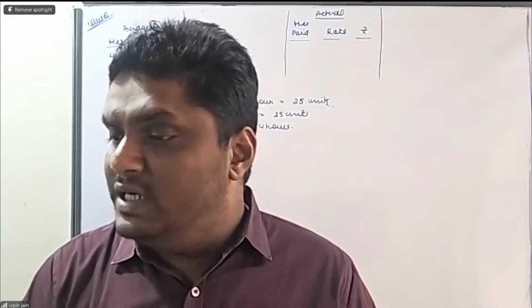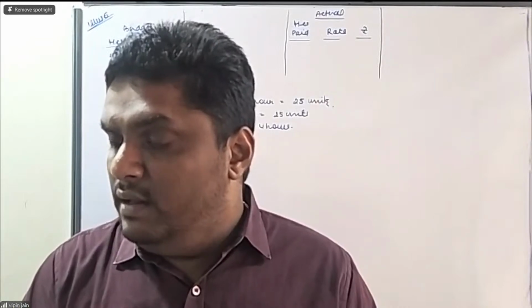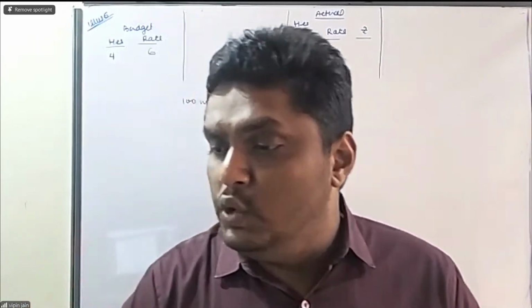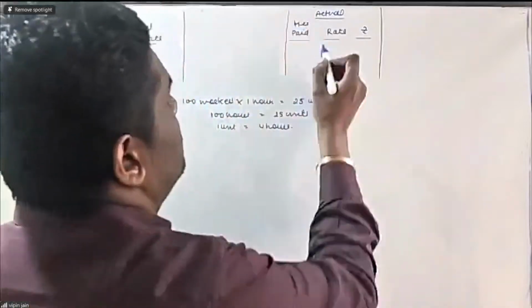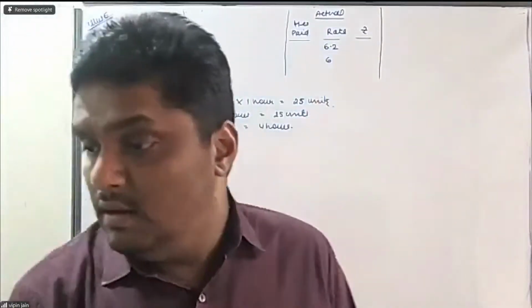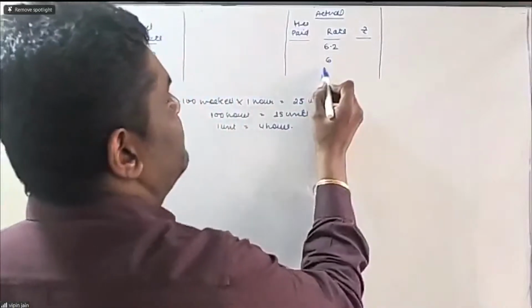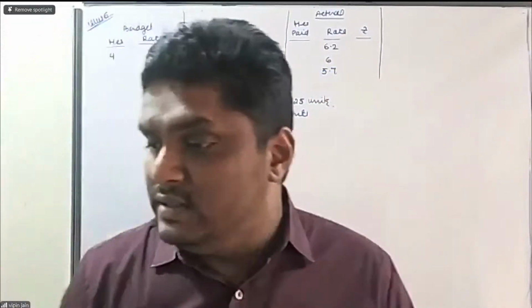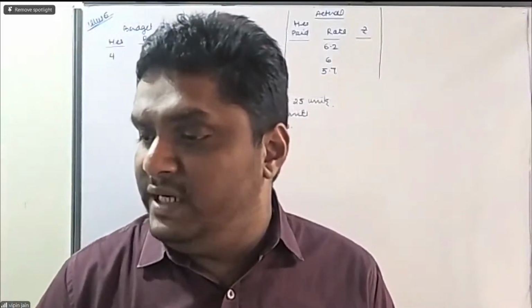So in a 42 hours week, it is given that the hourly wage rates paid were 6.2, 6 and 5.7, to how many workers? To 10, 30 and 60 respectively.